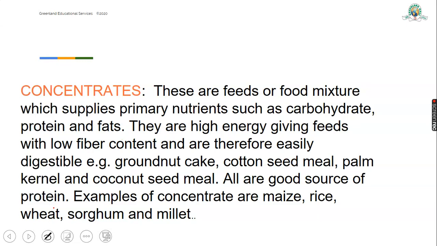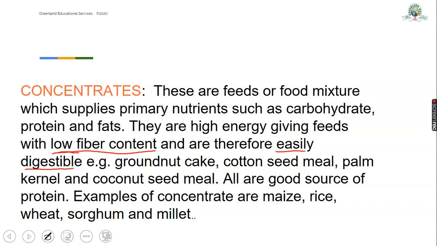What is concentrate? These are feeds or food mixtures which supply primary nutrients such as carbohydrate, protein, and fat. They are high energy giving fuels with low fiber content. I want us to take note of the words low fiber content. And are therefore easily digestible. Underline the words easily digestible. Very important. Take note of this.